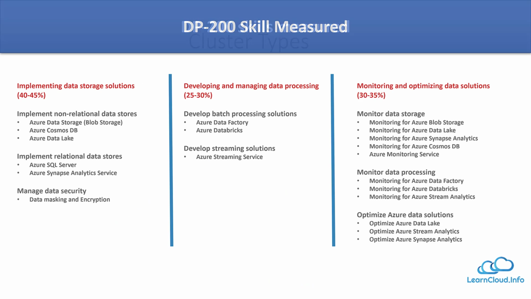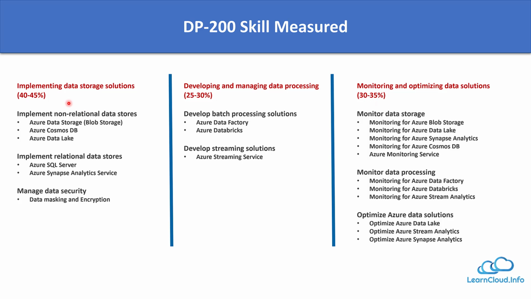So let's quickly look at the skills measured for this exam. As we know, we have 3 modules in this exam. The first one is implementing data storage solutions, 40 to 45% weightage. Quite a big one, almost half of the weightage. And then we have developing and managing data processing, 25 to 30%, and monitoring and optimization, which is still 30 to 35%, which is quite good.